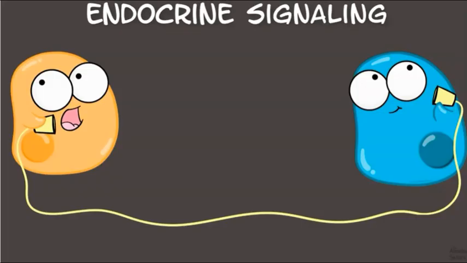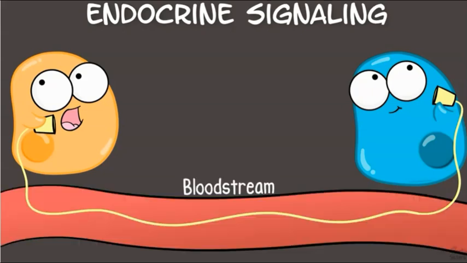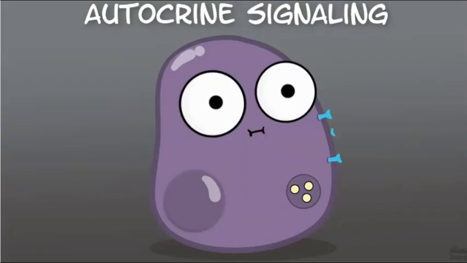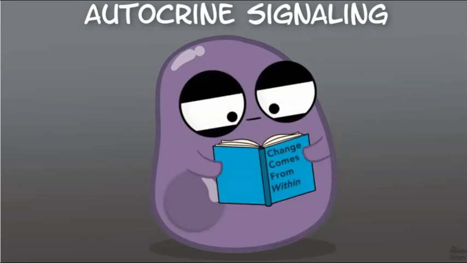Endocrine signaling can allow a cell to communicate with a target cell from far away. Signals may be carried in the bloodstream. Hormones released by certain types of endocrine cells are a great example. In autocrine signaling, a cell could secrete a certain type of molecule, which then binds to its own receptor and causes a response. A cell releasing its own growth factor could be an example of this.